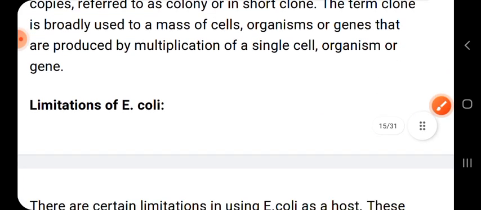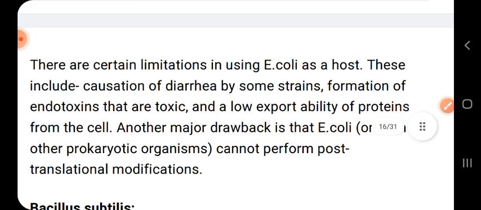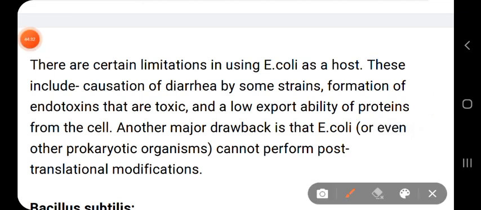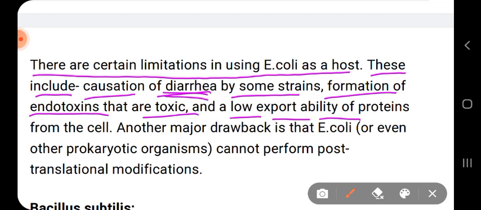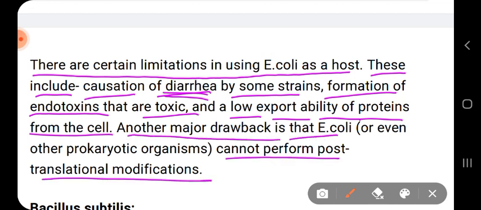But there is a limitation. There are certain limitations of using E. coli as host. These include causation of diarrhea by some strains. Some strains of E. coli are very dangerous. They can cause diarrhea. Then some E. coli strains can form endotoxins, which are toxic, and there is low export ability of proteins from the cell. Another major drawback is that E. coli cannot perform post-translational modification. This thing I have already discussed with you in the previous video.